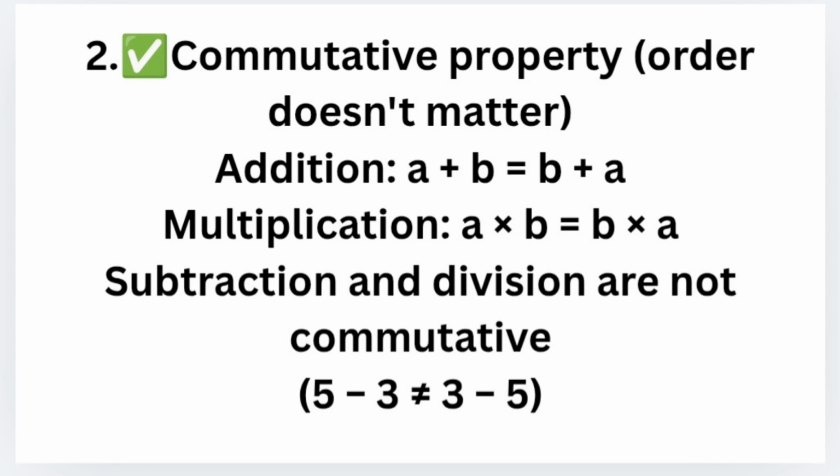Commutative property. Order doesn't matter. Addition, a plus b is equal to b plus a. Multiplication, a times b is equal to b times a. Subtraction and division are not commutative. For example, 5 minus 3 is different from 3 minus 5.